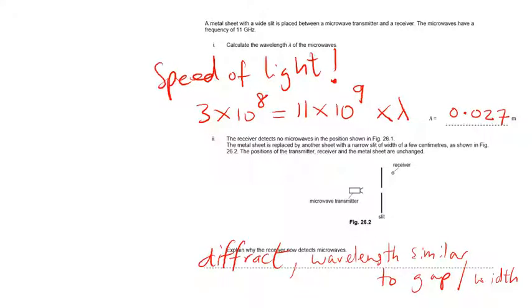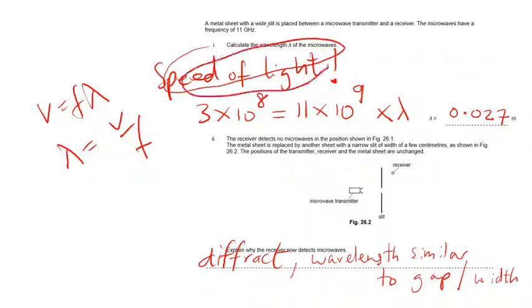For this question, the wavelength, if you use the equation v equals f lambda, so lambda equals v over f. This is the speed of light. Remember, it is the speed of light because it's microwaves. Microwaves are in the electromagnetic spectrum. So rearranging that, you get 0.027 meters.